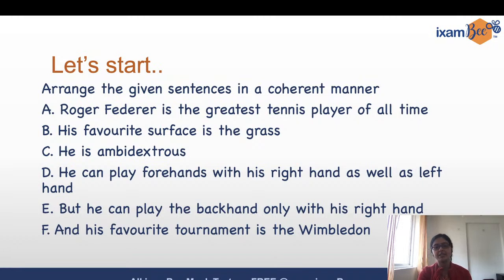So we have: Roger Federer is the greatest tennis player of all time. That's the first sentence, followed by: his favorite surface is grass. He's ambidextrous, can play forehands with his right hand as well as left hand, but he can play the backhand only with his right hand. And his favorite tournament is the Wimbledon. So what is the bigger picture? What is this set talking about? Anyone would like to pitch in and answer?